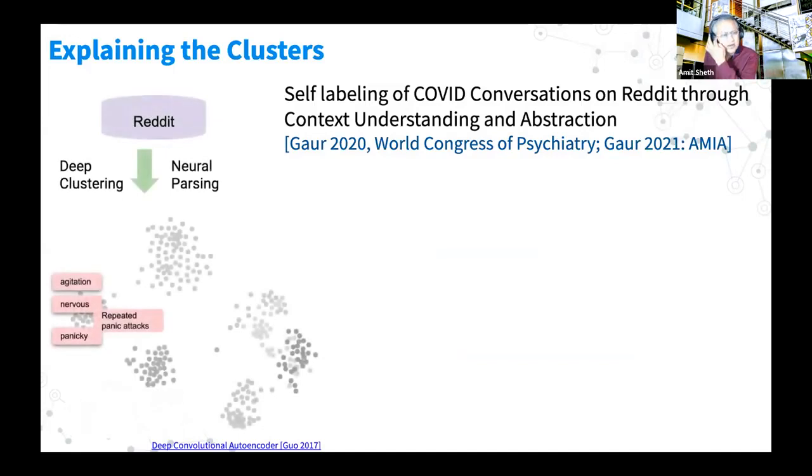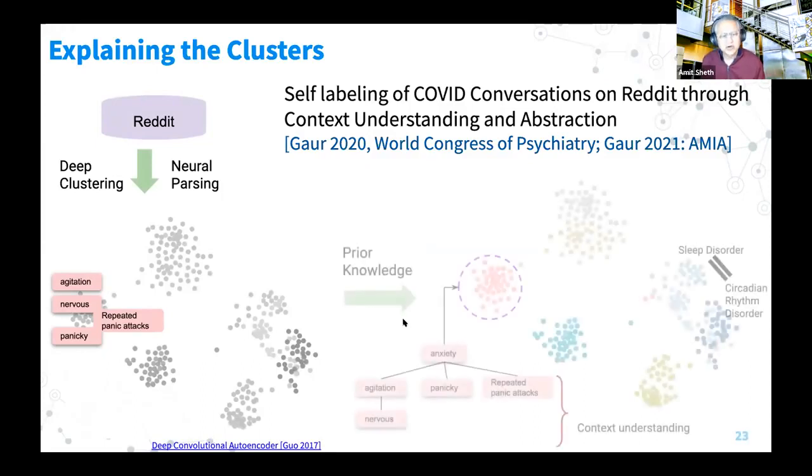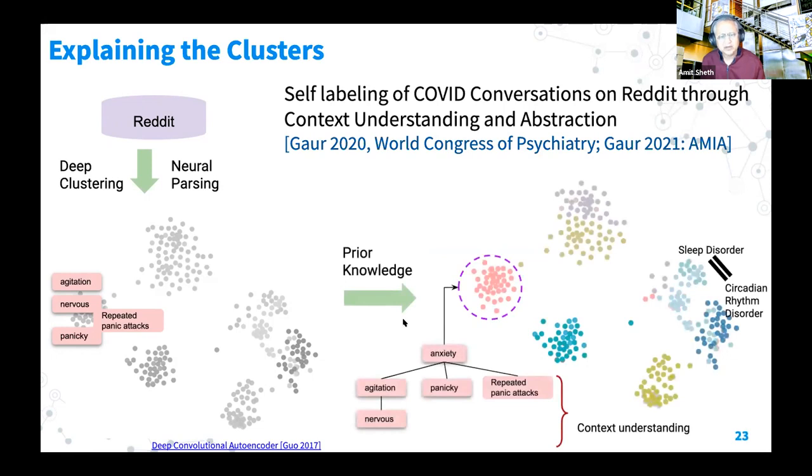So in this example, you are using deep clustering techniques and neural parsing on a large corpus of Reddit data, and the system comes up with all the clusters. But it does not tell you exactly what that cluster stands for and how the clusters are potentially even related, right?